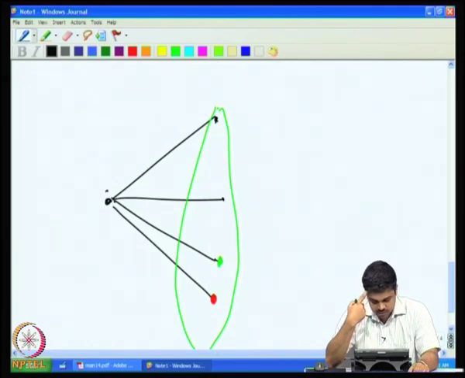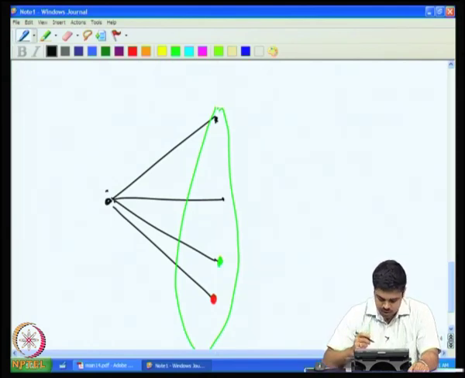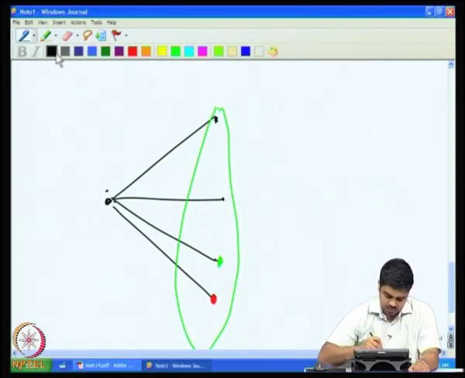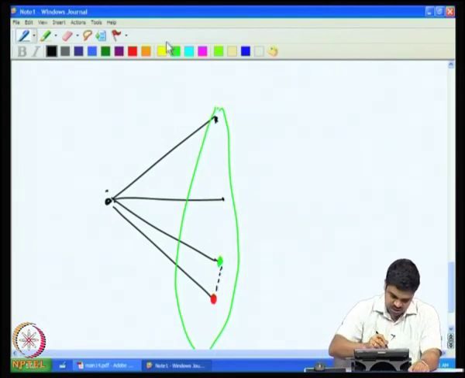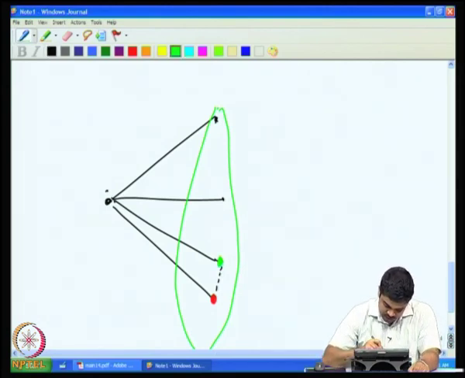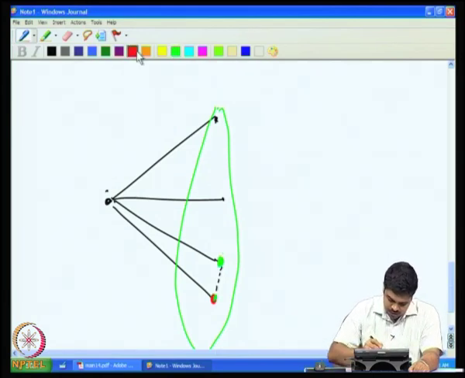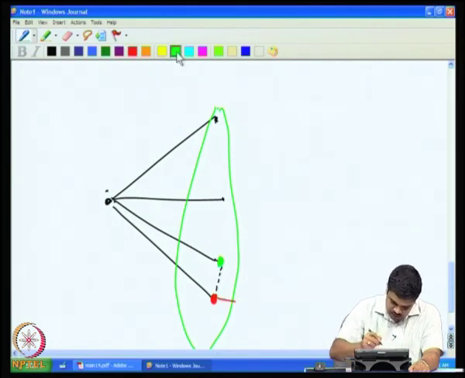If there is some other vertex outside this delta plus one clique, the degree will be more than delta, and that will be a contradiction to the assumption that the degree was delta. Now, let's say these are two vertices which are non-adjacent. Let's assume that this is the green color, and this is the red color. So first, we consider the red-green path.